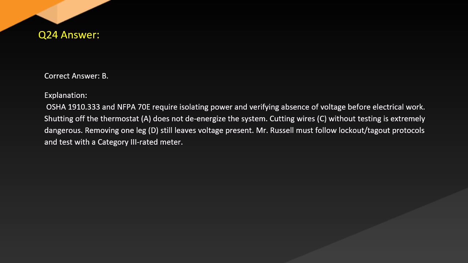Answer. Correct answer: B. Explanation. OSHA 1910.333 and NFPA 70E require isolating power and verifying absence of voltage before electrical work. Shutting off the thermostat (A) does not de-energize the system. Cutting wires (C) without testing is extremely dangerous. Removing one leg (D) still leaves voltage present. Mr. Russell must follow lockout/tagout protocols and test with a Category III or IV rated meter.